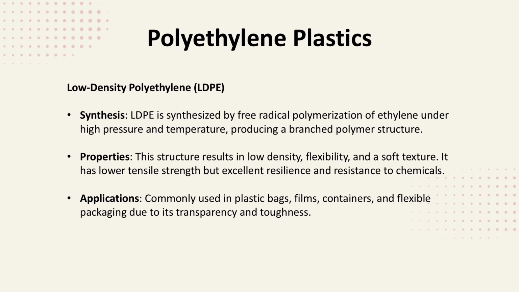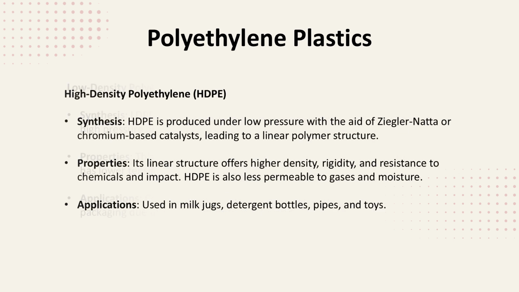LDPE is produced via free radical polymerization of ethylene at high pressure. Its branched structure gives it flexibility, lower density, and resilience. Applications include plastic bags, films, and flexible packaging due to its durability and transparency. HDPE forms through low-pressure polymerization with catalysts, creating a linear structure with high density, rigidity, and resistance to chemicals. It's widely used in products like milk jugs, detergent bottles, and pipes due to its strength and impermeability.